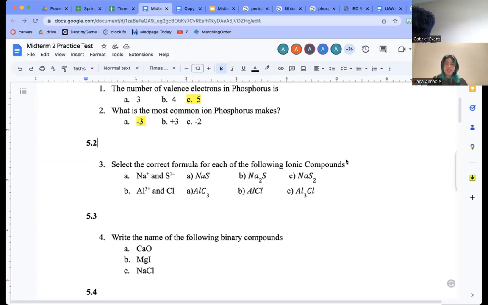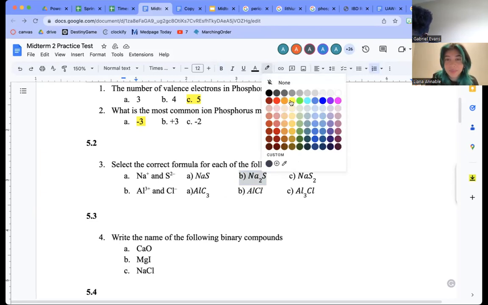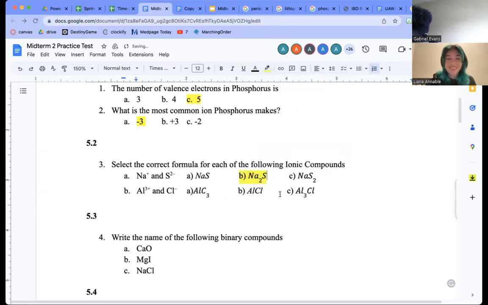Yeah, the charges need to cancel out. Exactly, right? So we know sodium has a +1 charge. Sulfur has a 2-. So to be neutral, it has to be B. Good job. All right. Any questions? This stuff is pretty self-explanatory. Once you see it, you start registering it and you're like, yeah. Yes. Okay. Mandy, you bring up a good point.